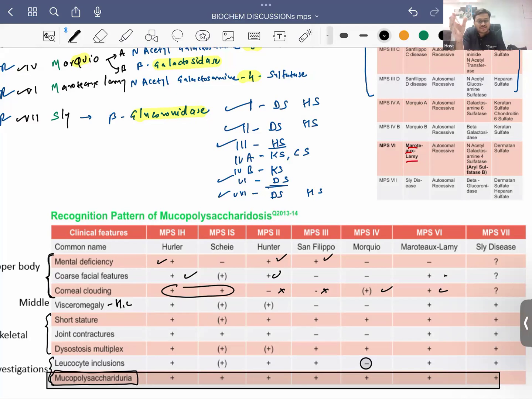And then based on other features like mental deficiency, which is there in type 1 but not there in type 4, you'll be able to choose the answer. Are you getting what I am telling you here, students? Yes, sir.